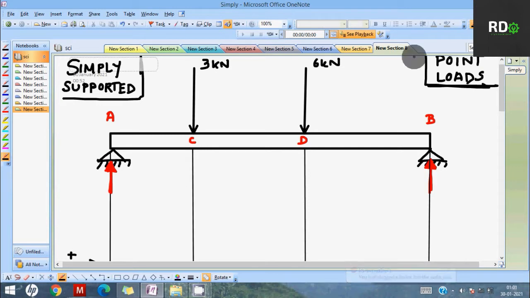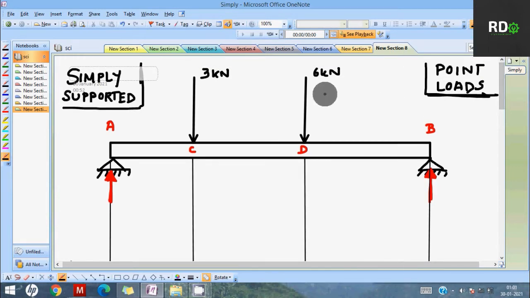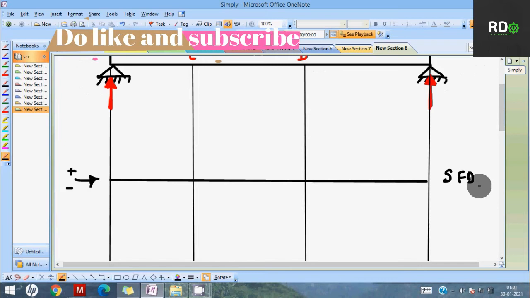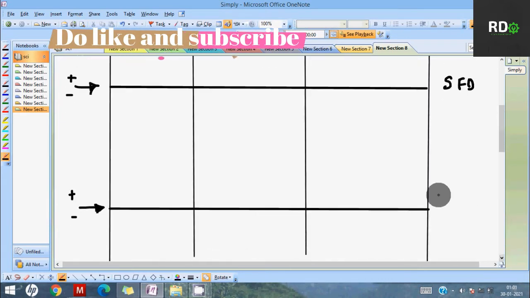Numerical on simply supported beam, as you can see, with point loads. This is the simply supported beam, supported at points A and B, with two point loads, 3 kilonewton and 6 kilonewton at C and D respectively. So we have to draw the SFD, that is the shear force diagram, and the BMD, that is the bending moment diagram.